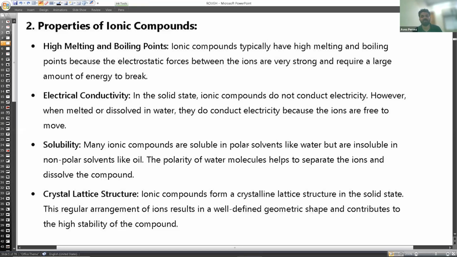We can say that water, when combined together, has positive H ions and OH minus ions. Sorry, positive H ions and OH minus ions. So they have positive and negative parts. They are called polar, so they are easily soluble.